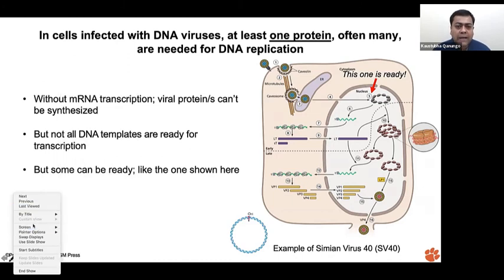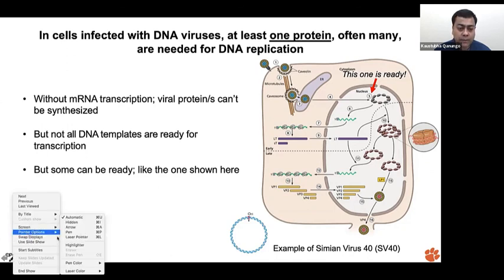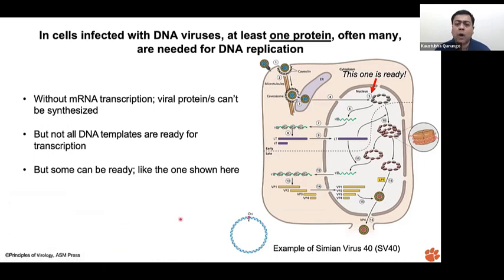Now, the idea is that we are not talking about the transcription. At least one protein is needed for the DNA replication. So to do that replication, we need at least one protein. And without mRNA transcription, viral proteins can't be synthesized, but not all DNA templates are ready for transcription. This is the main issue, and we are going to see how they can be made ready. But some can be ready, which is an example right here in the SV40.